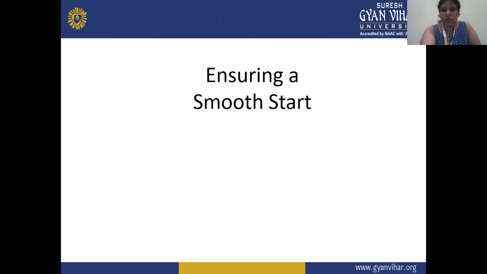Now, ensuring a smooth start. It is very essential that the start of technology transfer should be smooth. Now, how can this smooth start happen? First, they need to identify the need for technology transfer.